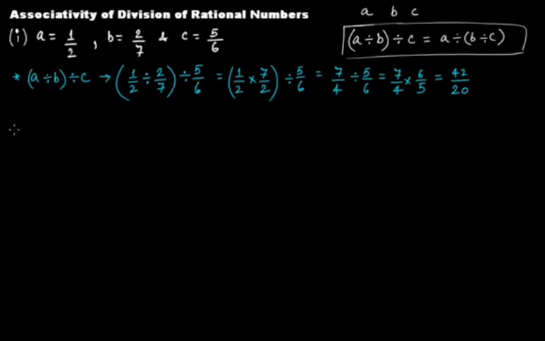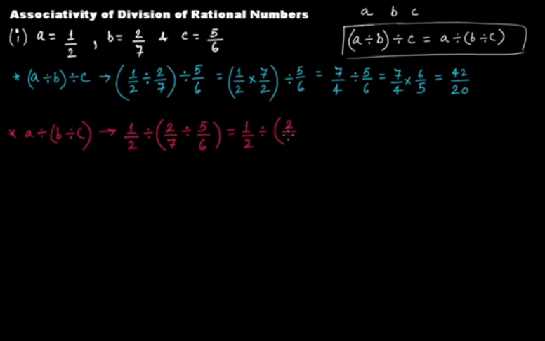Okay, so we have found the result for (A ÷ B) ÷ C. Now let's find out for A ÷ (B ÷ C). So what's A? A is 1 over 2 divided by, what's B? B is 2 over 7. This is divided by, what's C? C is 5 over 6. Okay, so this becomes 1 over 2 divided by, this is division, so invert and multiply, 2 over 7 times 6 over 5.